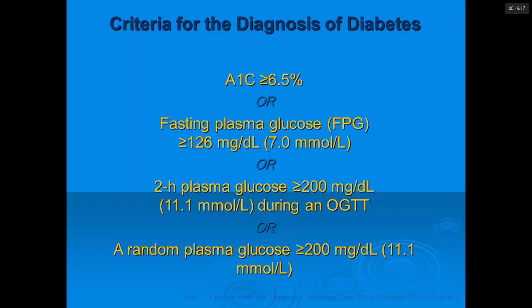With one criterion, if the patient is symptomatic; and we need measurements on 2 different days if the patient is asymptomatic. A1C more than 6.5, fasting more than 126, random more than 200, postprandial 2 hours after glucose tolerance test, glucose challenge is more than 200.